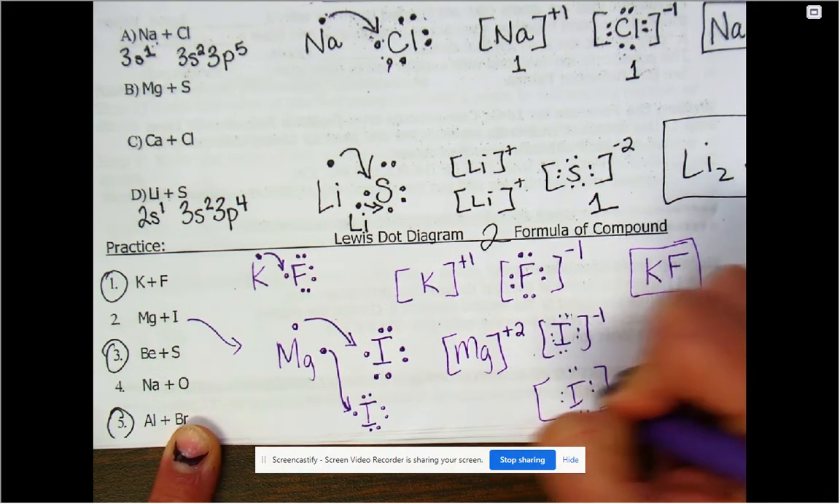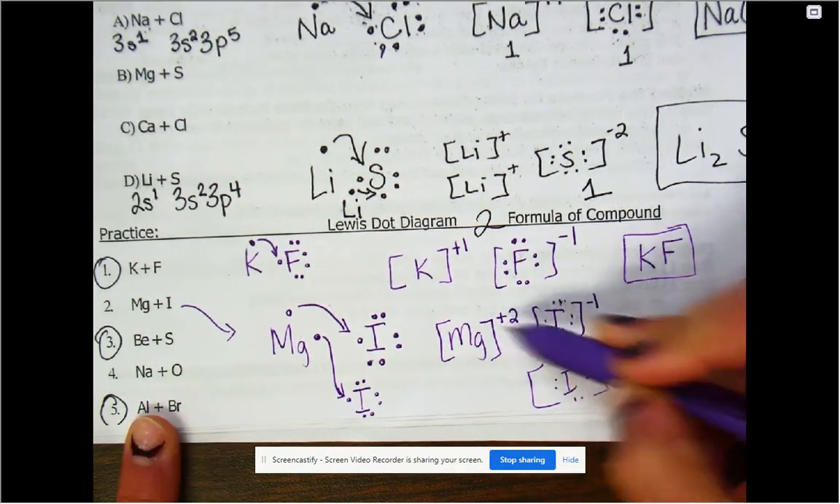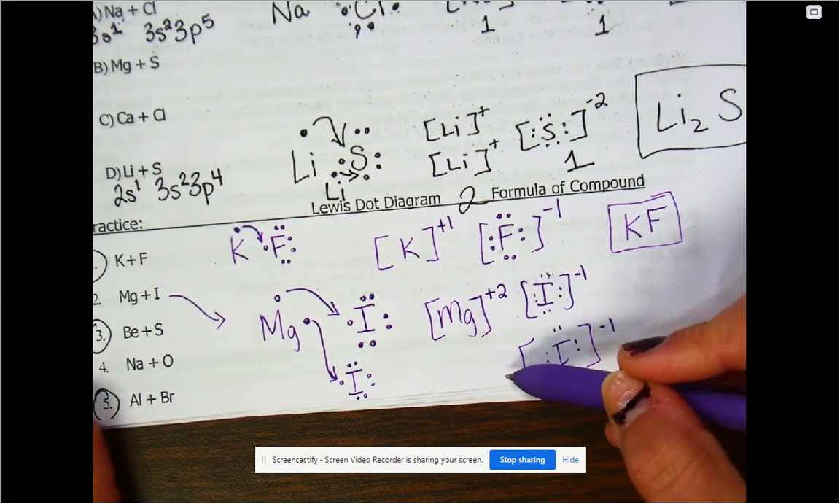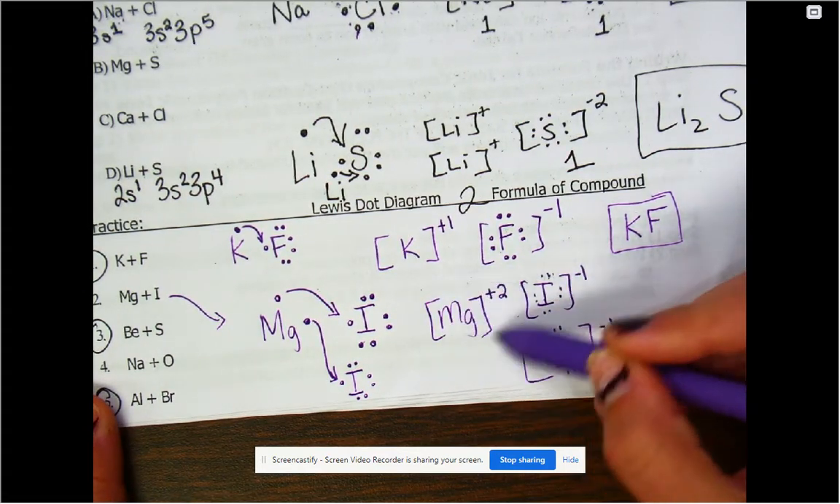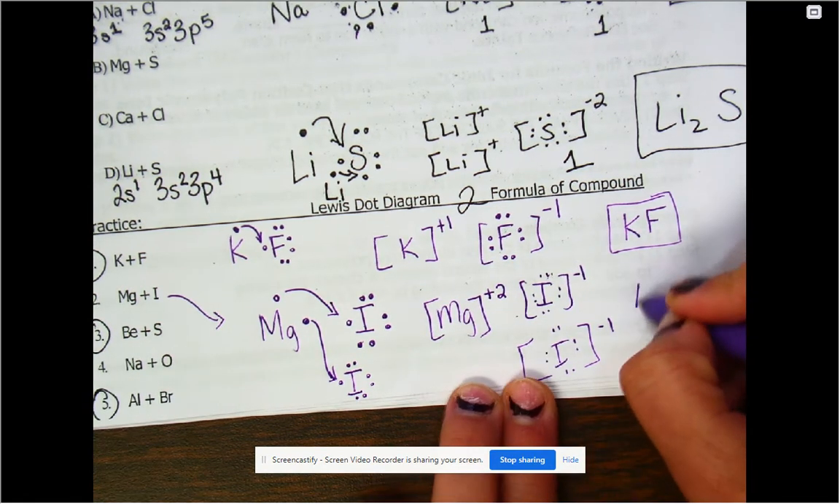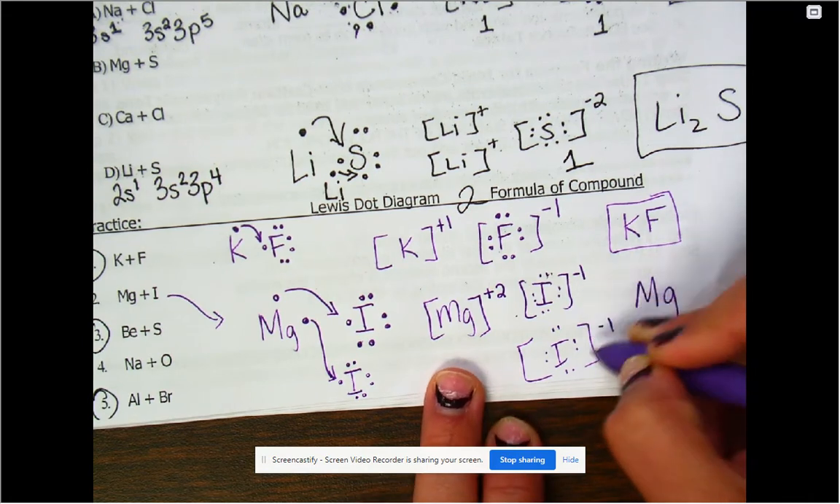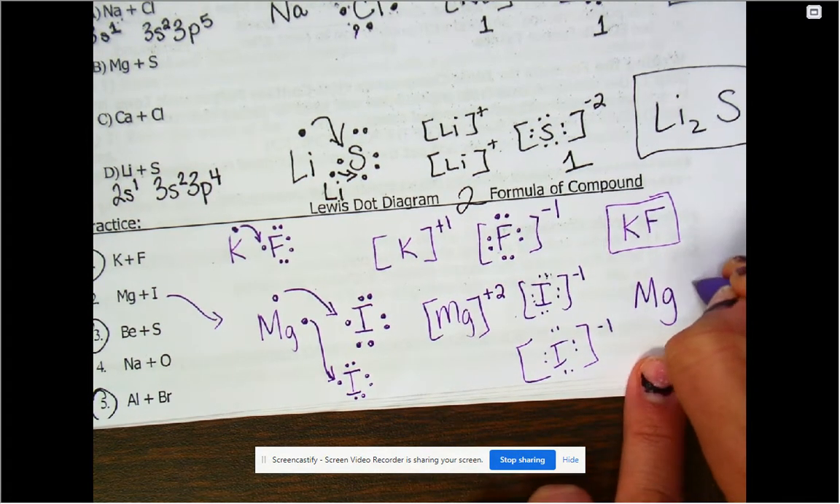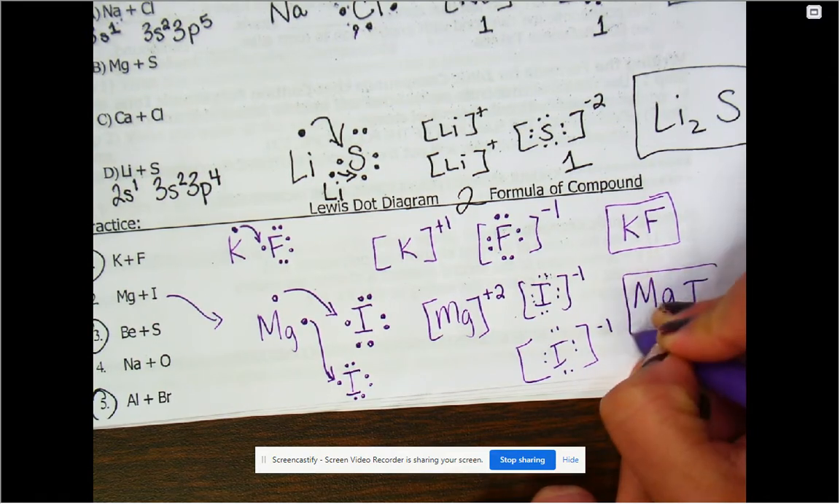Sorry, I'm speeding up because I'm about to lose you guys. So we have that. We have to count these up. How many magnesiums do I have? Nope, this one. How many do I have right here? I have 1. So we're going to say magnesium. How many iodines do I have listed? I have 2. So we're going to put I with a little 2.